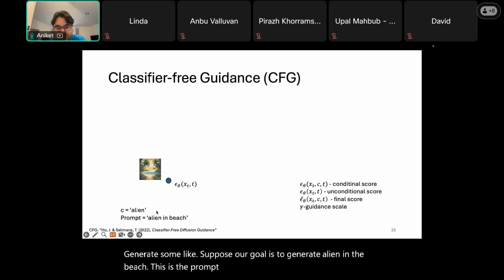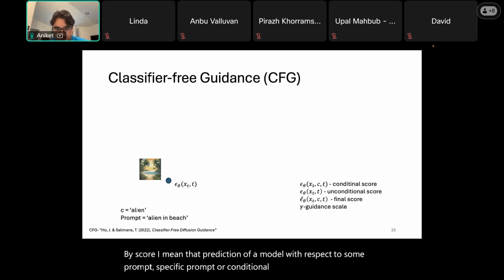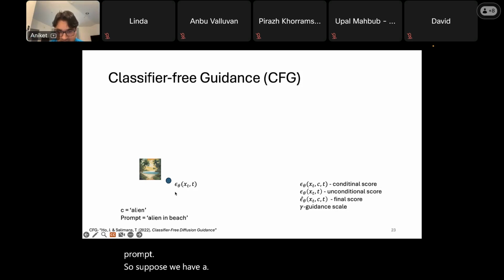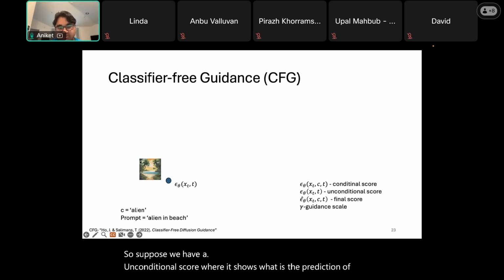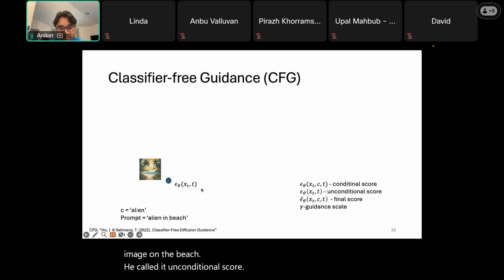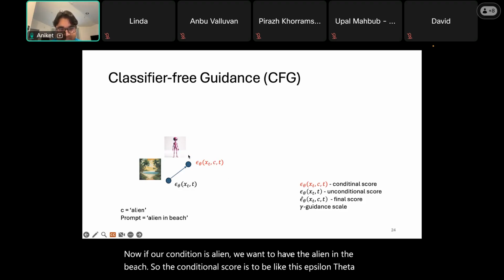Now I have some score, by score function. By score, I mean the prediction of a model with respect to a specific prompt, a conditional prompt or an unconditional prompt. So suppose we have an unconditional score, which shows the prediction of the image on the beach. We call it the unconditional score. Now, if our condition is alien, we want to have the alien on the beach. So the conditional score is epsilon theta of xt, ct.